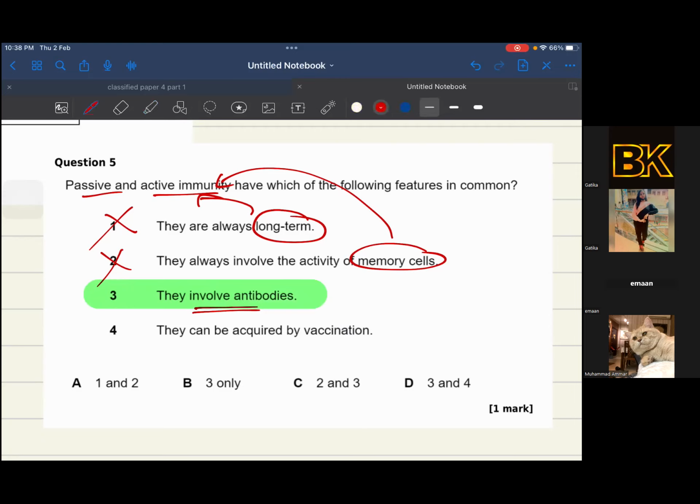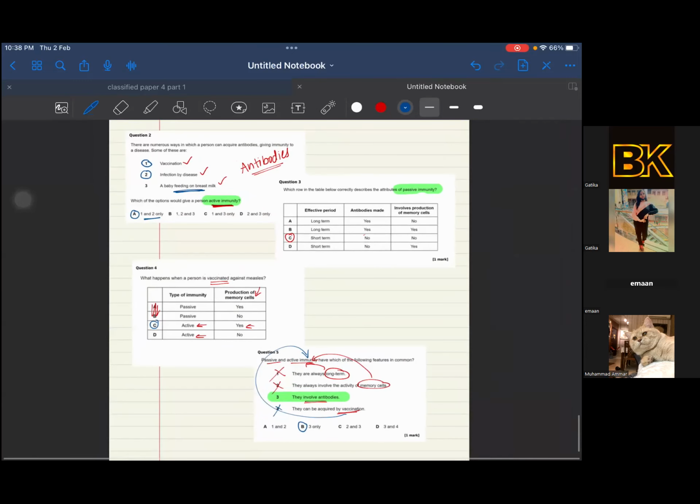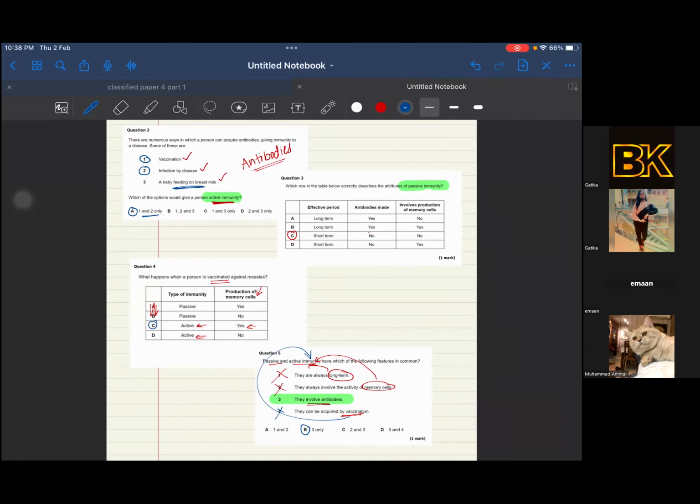Now, they can be acquired by vaccination. Vaccination will give us active or passive? Active. Vaccination will give us active, not passive. So again, that is wrong. So the answer should be three only. Yes. I know. Understood? Yes. All four of these questions, any doubts you can still ask me. It's okay.